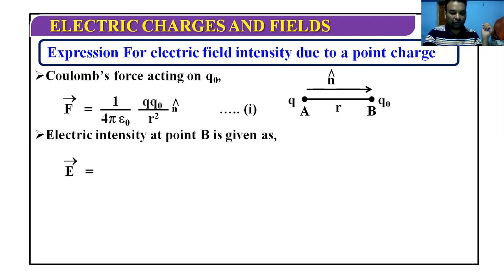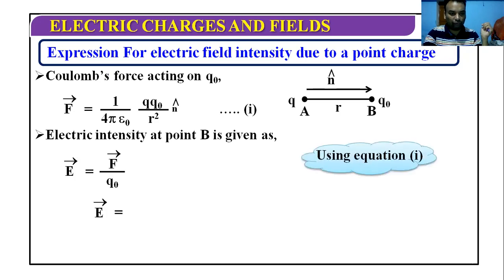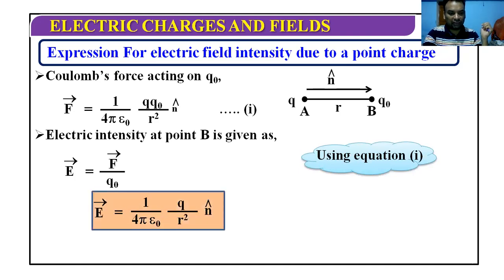Now, how to find out electric field intensity at B? Very easy, because from the definition, E is equal to F upon Q naught. So put the value of F and we will get 1 upon 4 pi epsilon naught. Q naught is cancelled. So our final equation which is left is E is equal to 1 upon 4 pi epsilon naught Q upon R square and unit vector. So this is electric field intensity in terms of vector.